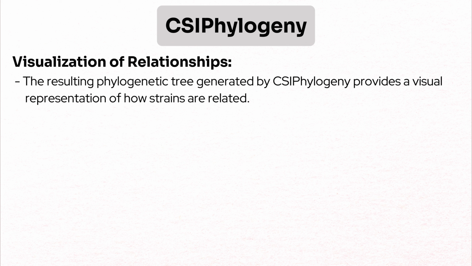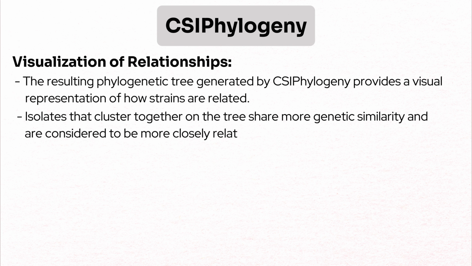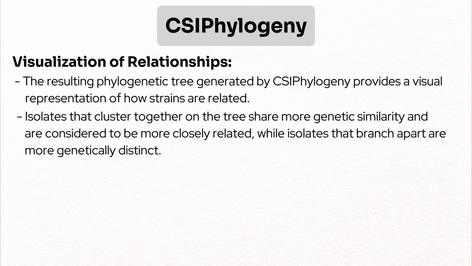Visualization of relationships. The resulting phylogenetic tree generated by CSI Phylogeny provides a visual representation of how strains are related. Isolates that cluster together on the tree share more genetic similarity and are considered to be more closely related, while isolates that branch apart are more genetically distinct.